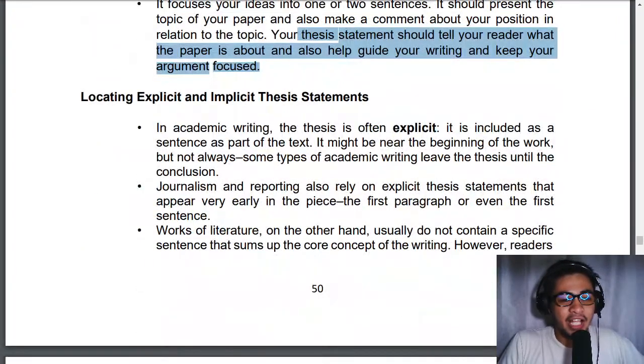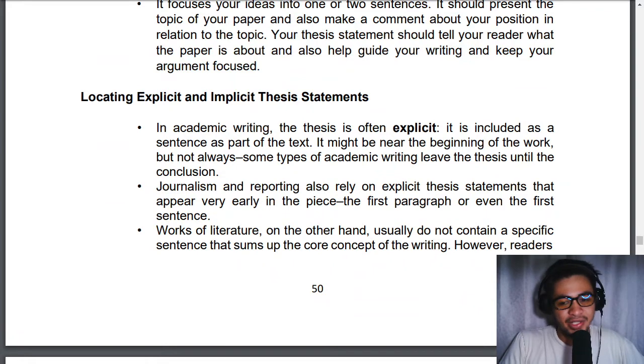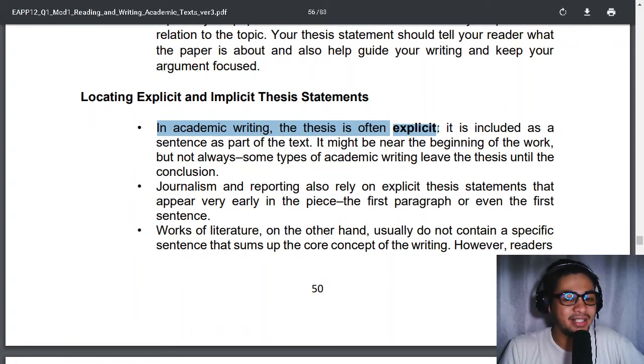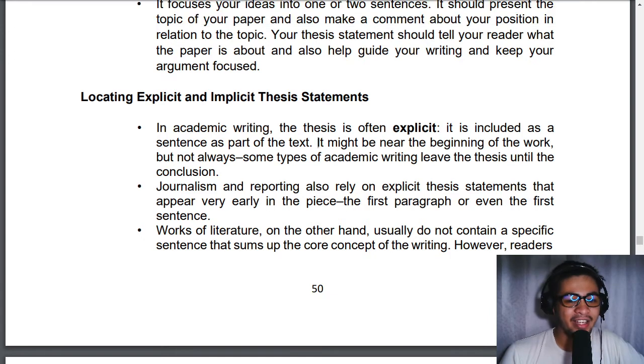So, locating explicit and implicit thesis statements. In academic writing, the thesis is often explicit. Explicit, yun na siya ang thesis statement. It is included as a sentence as part of the text. It might be near the beginning of the work, but not always.